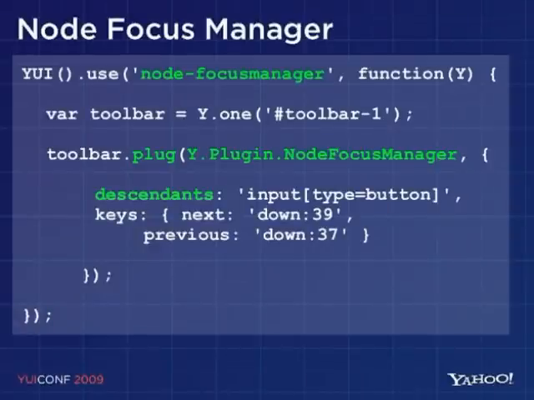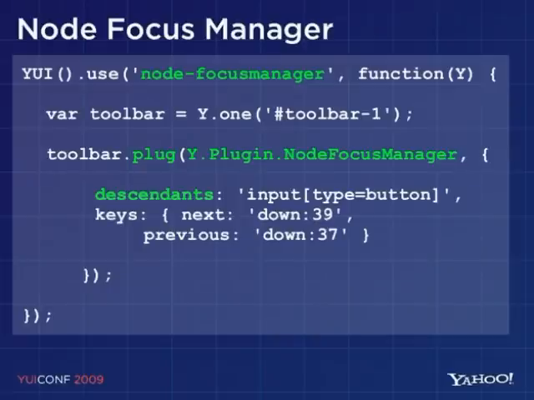And the descendants property allows you to control which descendants of this node you want to manage the focus of. In this case, for the toolbar, it's going to be all the buttons in the toolbar. And descendants accepts a CSS selector, so it allows you to really easily target the elements that you're interested in managing. So in the case of our toolbar, we want to manage just input elements of type button, so that's going to be our CSS selector.